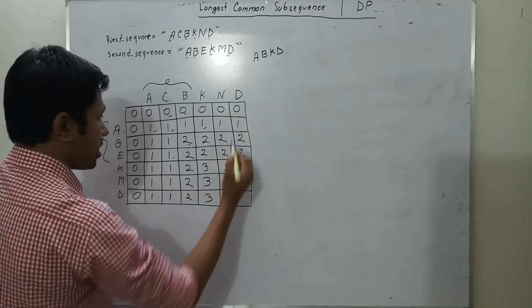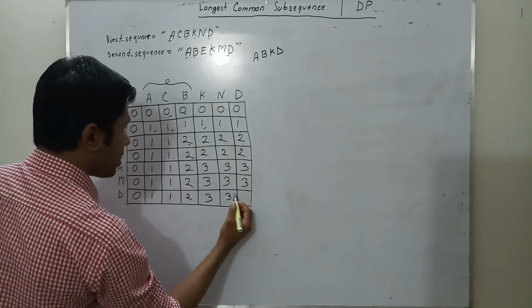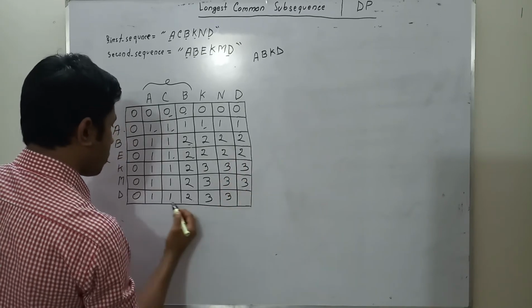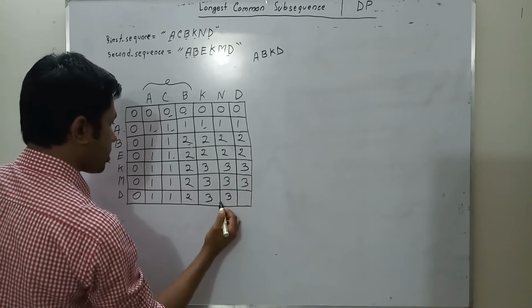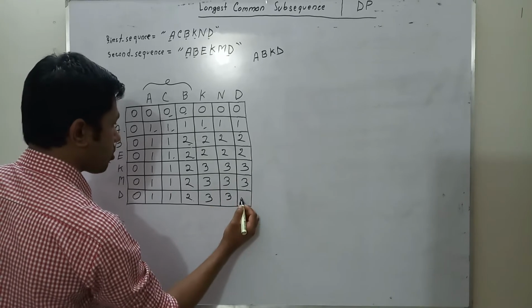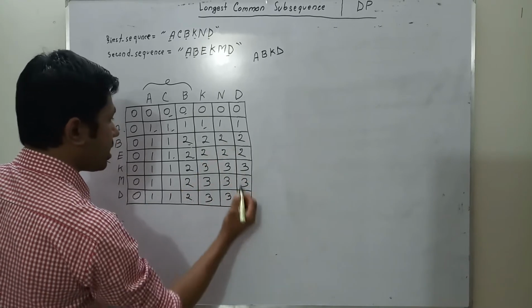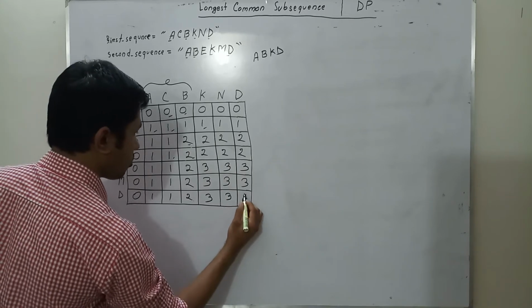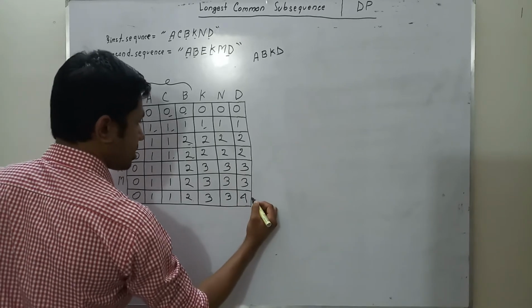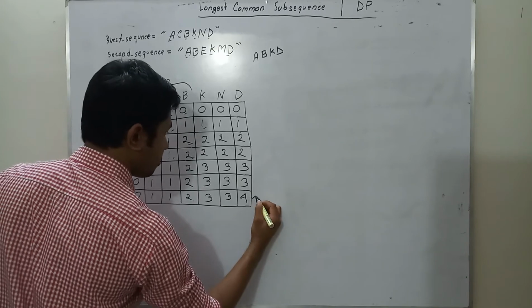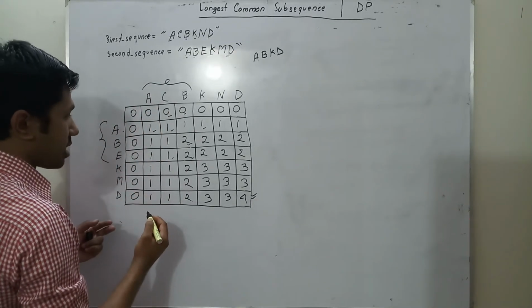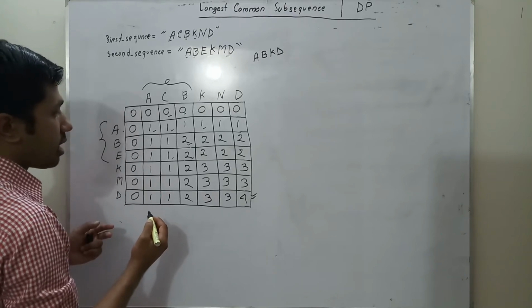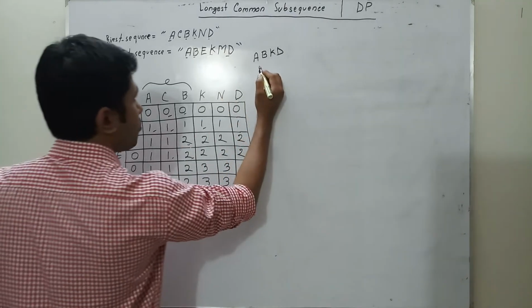D matched with D, so the value of this field will be, without this column and without this row, the maximum value is 3. So after matching D and D, the value of this field will be 4. This is our final answer. So the number of longest common subsequence characters is 4.